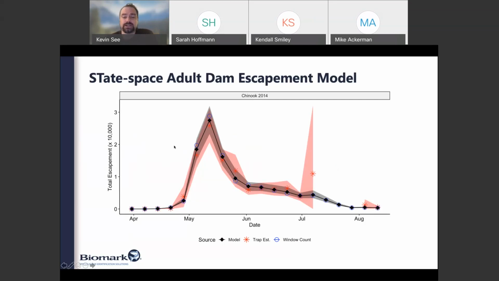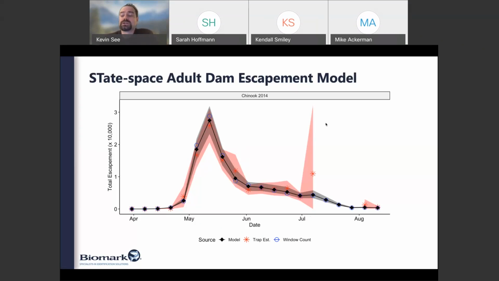For instance, this week here, this is towards the end of May, beginning of June, the uncertainty around the trap estimate you can see is fairly large or larger, potentially due to not as many pit-tagged fish crossing that week for one reason or another. And so the model tends to track closer to the window counts that week. Also wanted to point out in other cases, like this one in the end of July, there were clearly lots of uncertainty in the trap estimate. You can see those confidence intervals getting very large, and the model is discounting that and essentially tracking the window count very closely that week.